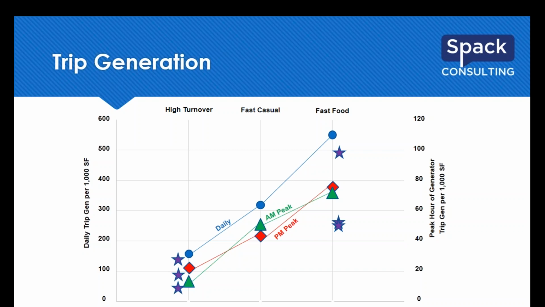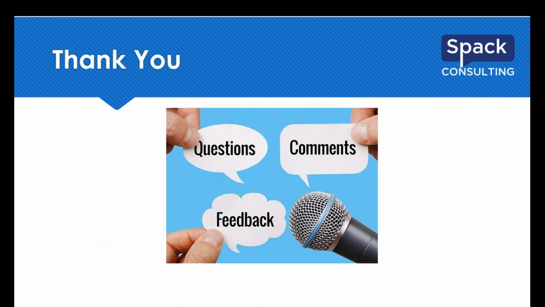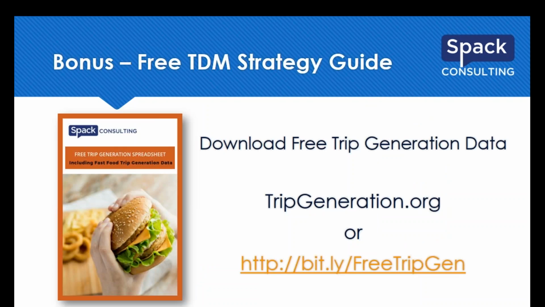All right, so that's what we've got for our presentation. I'm going to mention we've got this free download. This is all our trip generation data. We've updated it with our fast casual and a ton of other land uses in there. We don't put anything to it. We just provide you all the data so you can look at it yourself. You can see what we're showing for rates in that. So while I've got that up, we'll go back into some questions here.